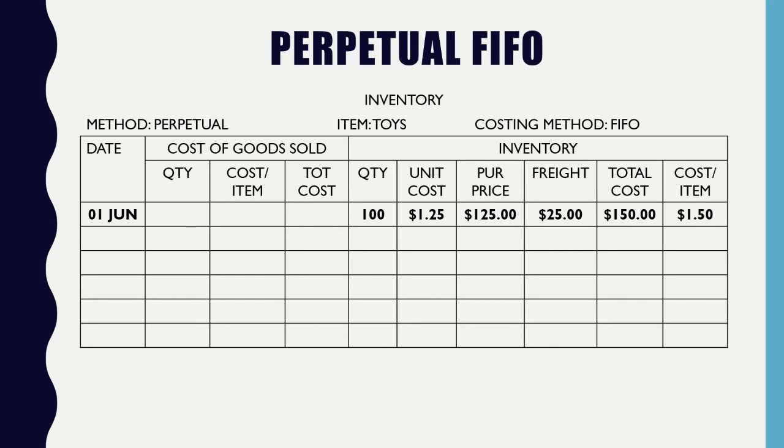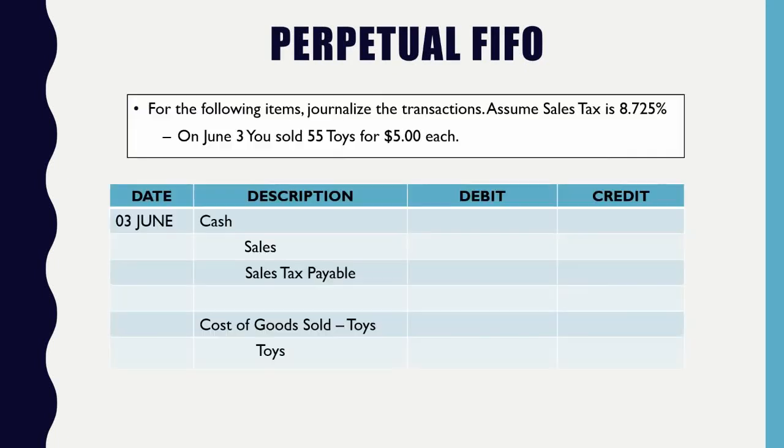Now I'm going to use colors so you know what happens when we subtract the numbers out. So in this case, I'm going to make this yellow. That's my first batch of inventory. Then on June 3rd, you sold 55 toys for $5 each.